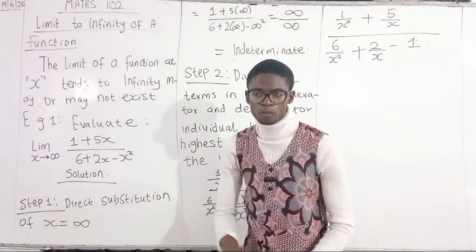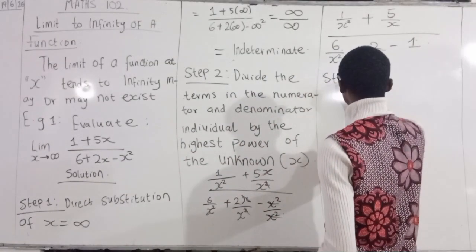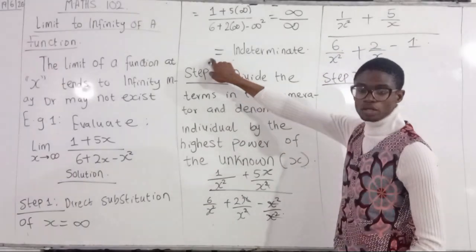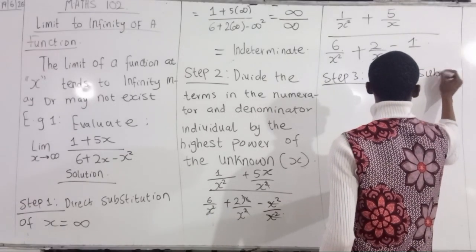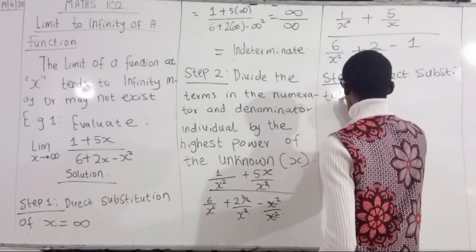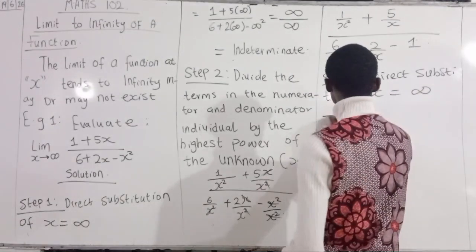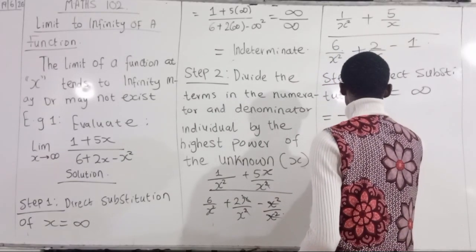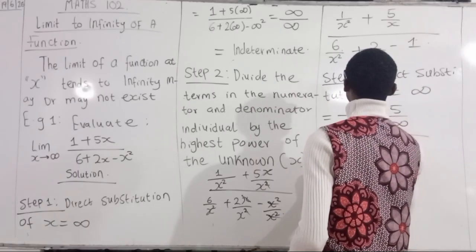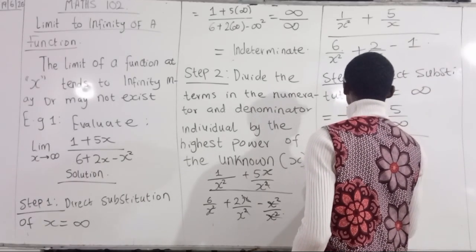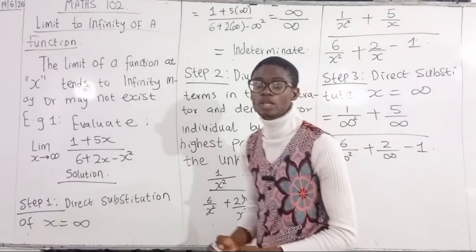So what is the next step? We'll directly substitute. Step 3: you go back to what you did initially. You directly substitute x equal to infinity. So it's still the same thing, right? So you now have 1 all over infinity squared plus 5 all over infinity, all over 6 all over infinity squared, plus 2 all over infinity, minus 1.